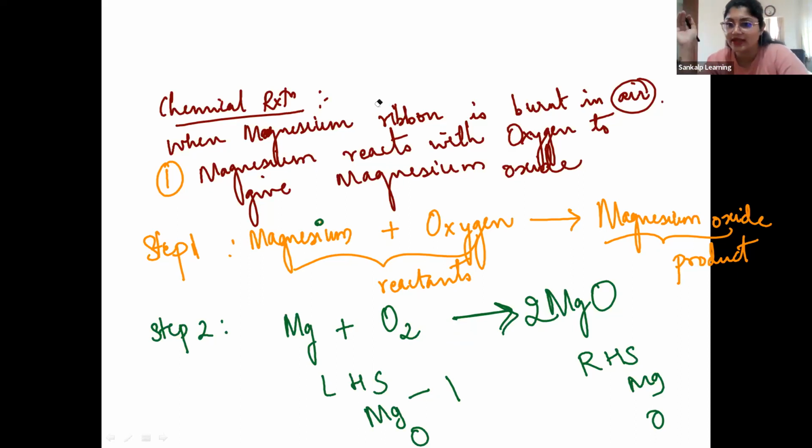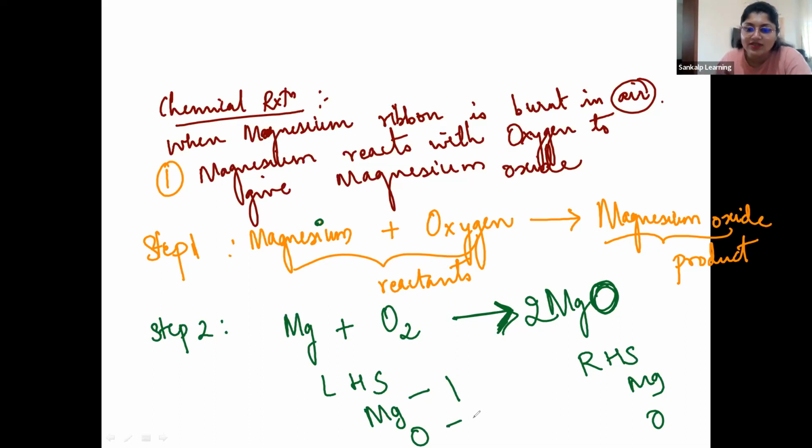There are some reactions that we'll be studying in your higher classes which will be reversible. What do you mean by reversible? Reactants react to give you products, but these products may again give you back your reactants. That is called a reversible reaction. This one is a forward reaction. Once magnesium oxide is formed, it will not give you back magnesium and oxygen.